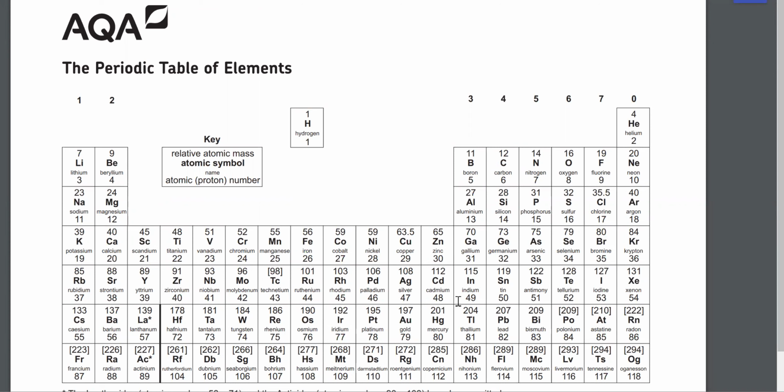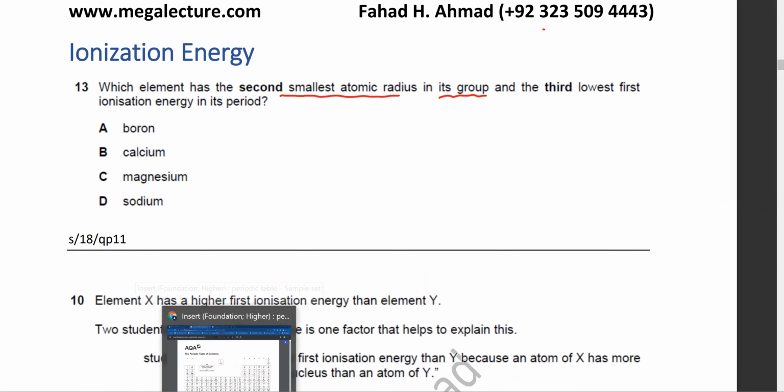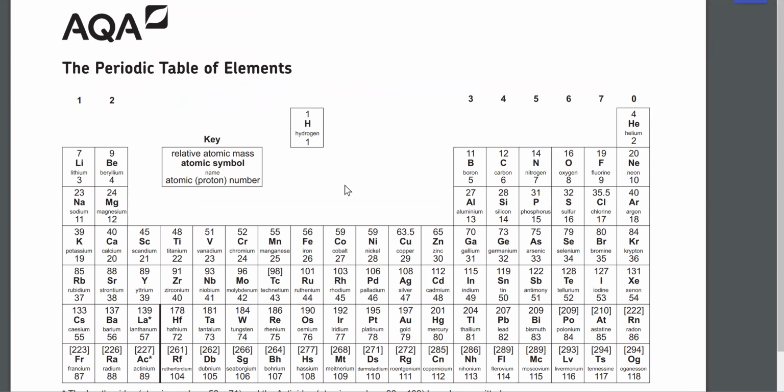In period 2. Okay, it's in its group. Let me just read the whole statement. It stated that it's the second smallest atomic radius in its group. So the smallest is going to be this one. If I pick any group, like group 2 over here, the smallest would be beryllium. The second smallest would be magnesium. If I pick group 1, the smallest would be lithium. The second smallest would be sodium. So basically, he's talking about period 3.